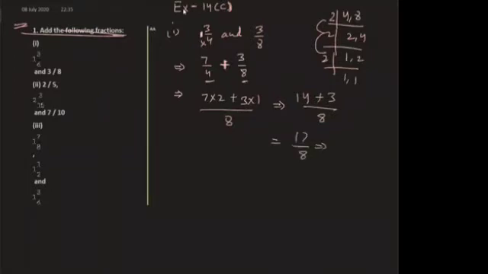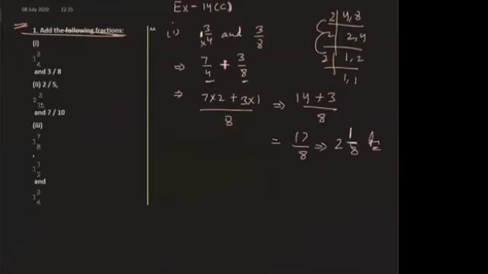Or you can change this into a mixed fraction also. So 8 ones are 8, 8 twos are 16. 16, and 17 minus 16 is 1. So 2 whole 1 upon 8. This is the answer of the first part. 2 whole 1 upon 8. Now let us do the next question.